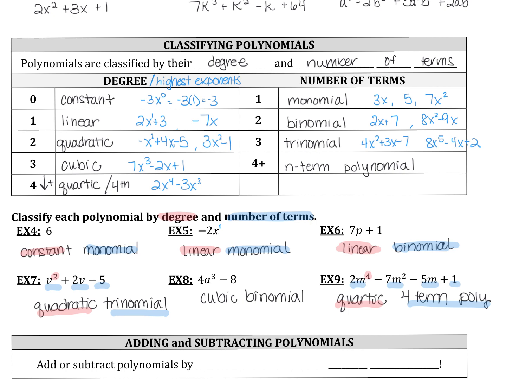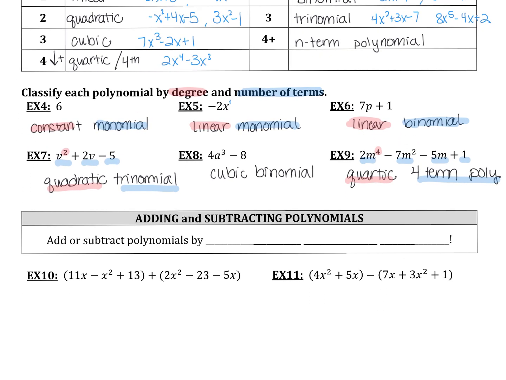Okay, so just like our monomials, just like our binomials that we've worked with, if I want to add and subtract polynomials, all I have to do is combine like terms. So add or subtract polynomials by combining like terms. That's it. Okay, let's review.